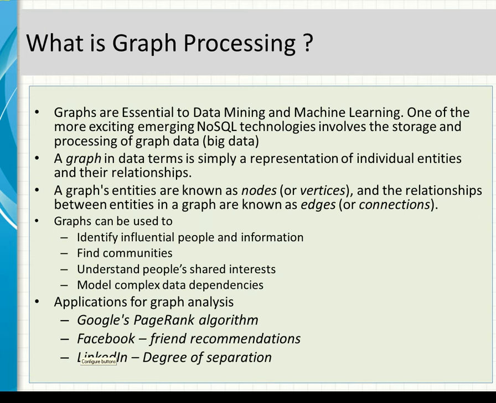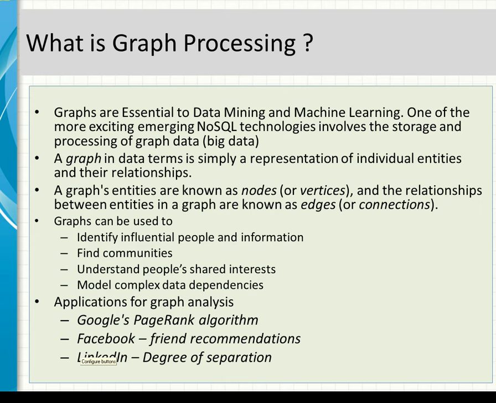So what is graph processing? A graph in data terms is simply a representation of individual entities and their relationships. The graph entities are known as nodes or vertices, and relationships between entities in graphs are known as edges or connections. In our example, the users are the vertices. When one user follows another user, the path that links one user to another is called an edge or a connection.